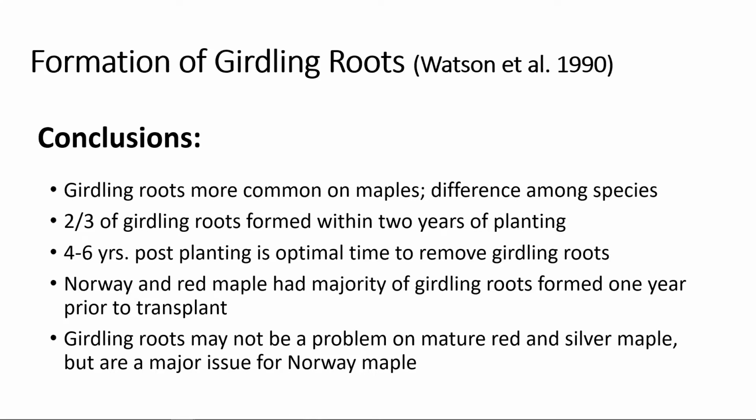Their best recommendation is that 4 to 6 years post-planting is the optimal time to do a root collar excavation on a tree that's too deeply planted, and try to take those girdling roots out before they're affecting the trunk. They found that after that, you're having major problems from those girdling roots. An interesting thing they also looked at, since it was a study of street trees, and the last bullet point here is that girdling roots may not be a problem on mature red and silver maples that they saw that were around 30 years of age.